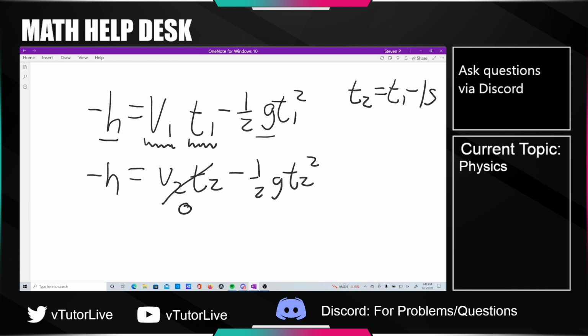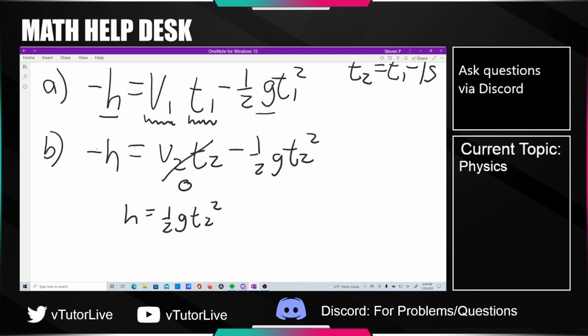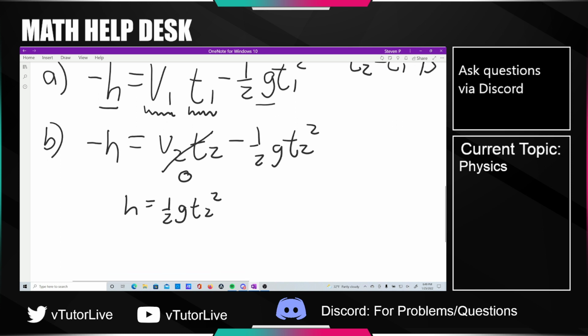So I'm just going to talk about how I would solve this. Let's call this equation A, let's call this equation B. For this particular set of equations, it's a little bit easier to solve than normal, because as it turns out, equation B will let you totally solve for t2. So let's do that, right? I'm just going to rewrite h is equal to 1/2 g t2 squared. And I just sort of got rid of the negative signs on both sides because they cancel out.